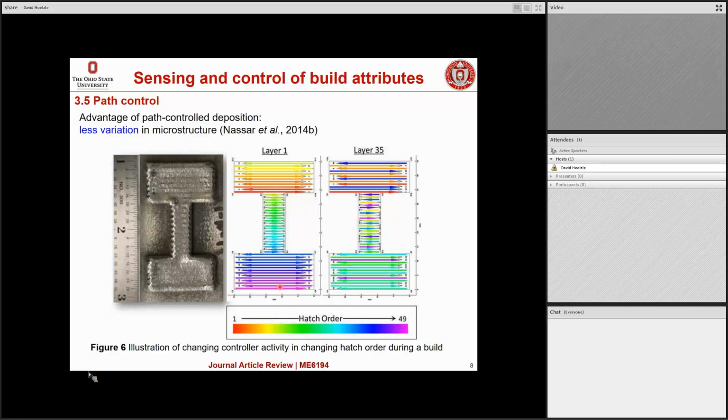This is for layer 1, but for layer 35, it goes here first. Compared to layer 1, they skipped here because the temperature is pretty high. So they go to the next position.